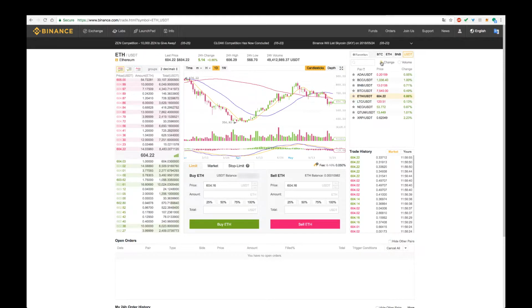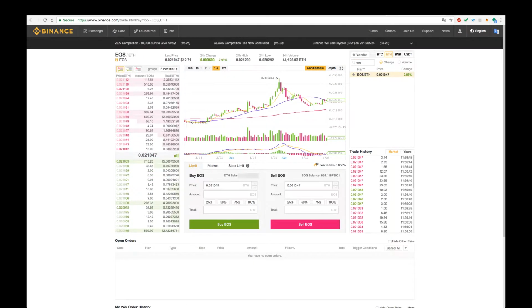But let's say my favorite trading pair, EOS, and I have Ethereum and I want to buy EOS. Now we're in the EOS ETH trading pair. This is still price, but the base is not dollars or something equivalent to dollars. It's Ethereum. So this is the price of EOS in terms of Ethereum. This is the high of EOS on this chart relative to Ethereum.